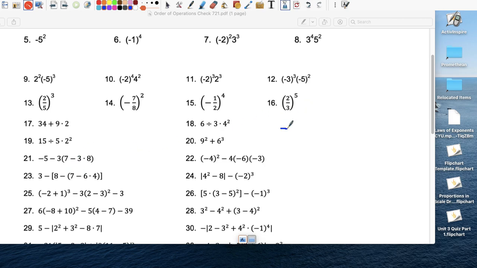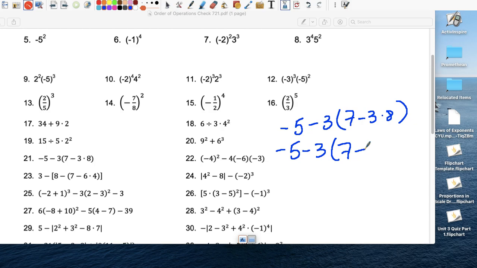So 21, negative 5 minus 3, parentheses, 7 minus 3 times 8. No reason to hurry here. Negative 5 does nothing, negative 3 does nothing, and inside the parentheses I have to take care of that. So it's 7 minus, and then let's take care of these two. That gives me 24. Negative 5 minus 3. If you want to put a multiplication sign so you don't forget that it's being multiplied. 7 minus 24. If you want to change that to addition, be my guest. That gives us negative 17.